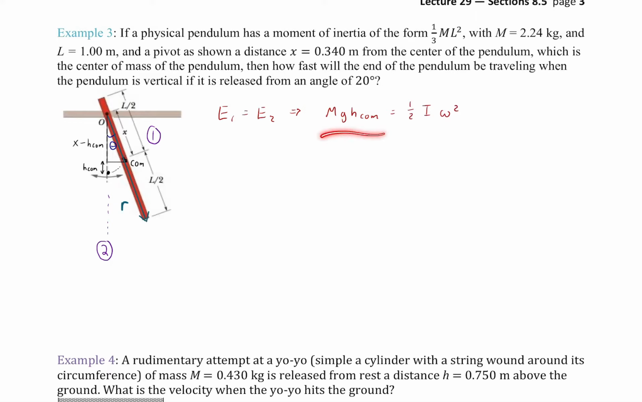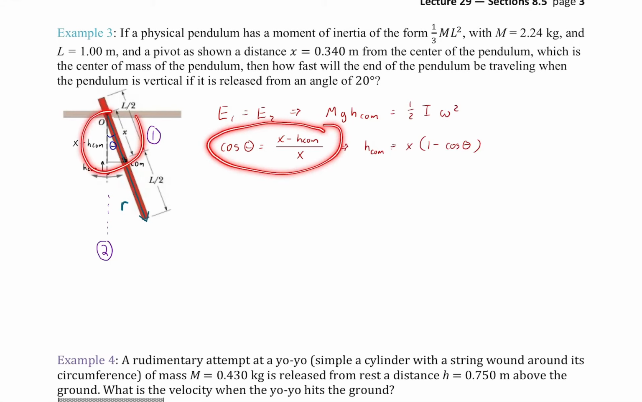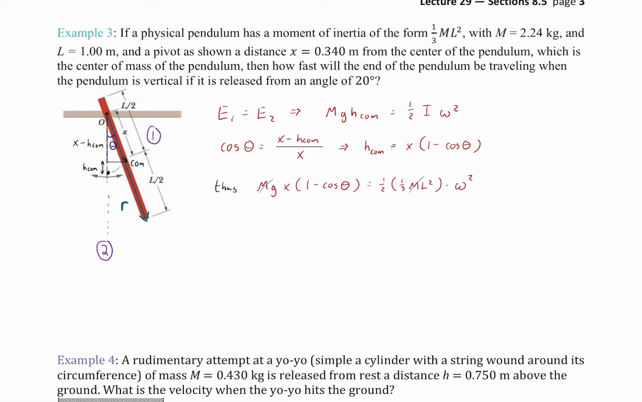So it's just mg h-com equals 1/2 I omega squared. Then to find h-com, we just use the right triangle shown here and solve for it. So h-com is x, the distance from the pivot to the center, times 1 minus cosine theta. Then we'll substitute that in for h-com, because now these are all known values. We know x and we know theta.